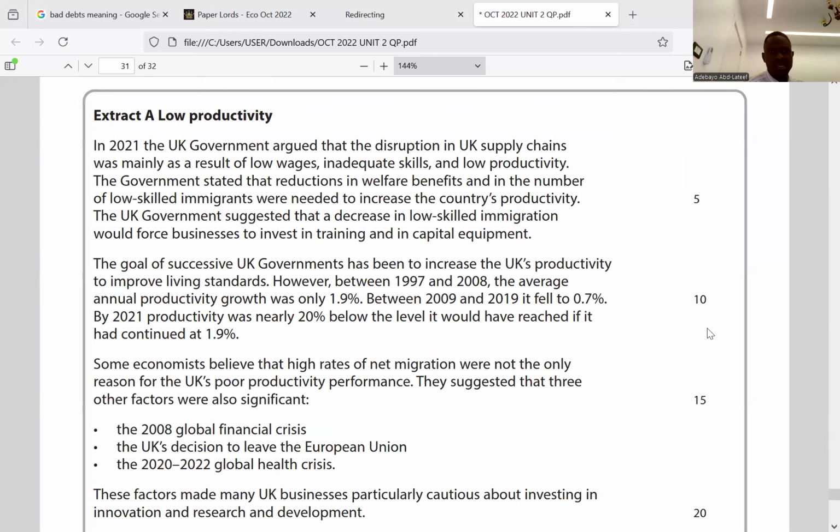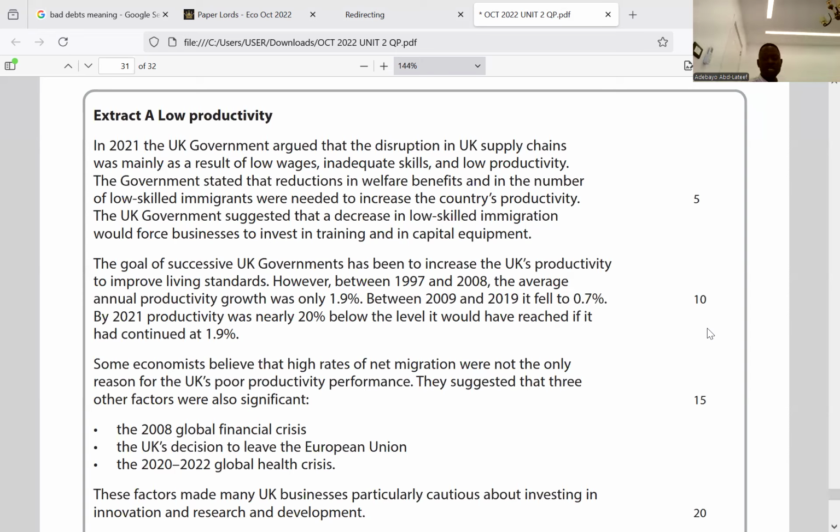So in 2021, the case study is there. The UK government argued that the disruption in UK supply chains was mainly as a result of low wages, inadequate skills, and low productivity. The government stated that reductions in welfare benefits and in the number of low-skilled immigrants were needed to increase the country's productivity. They said reduction in welfare benefits. Why will reduction in welfare benefits increase productivity? Please tell me. Can you repeat the question, please? They said in the UK, the government argued that the disruption in the UK supply chains was mainly as a result of low wages, inadequate skills, and low productivity. That's what is being said.